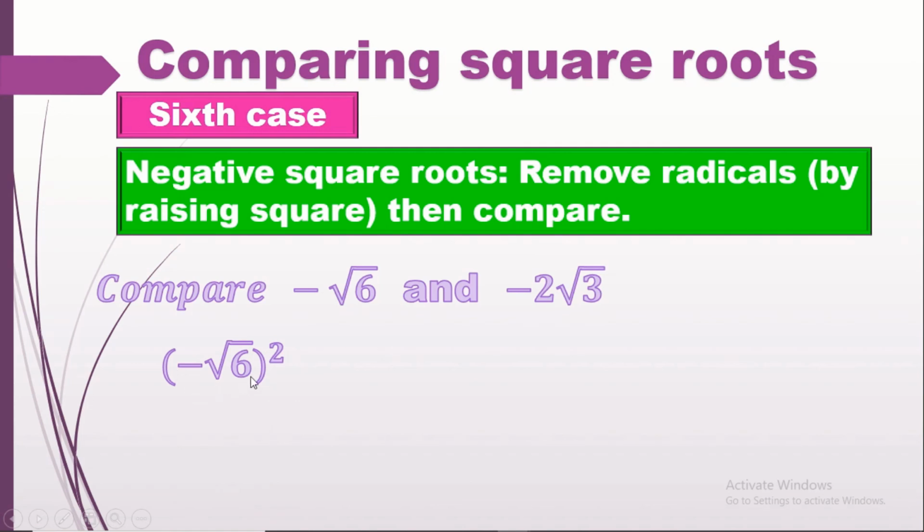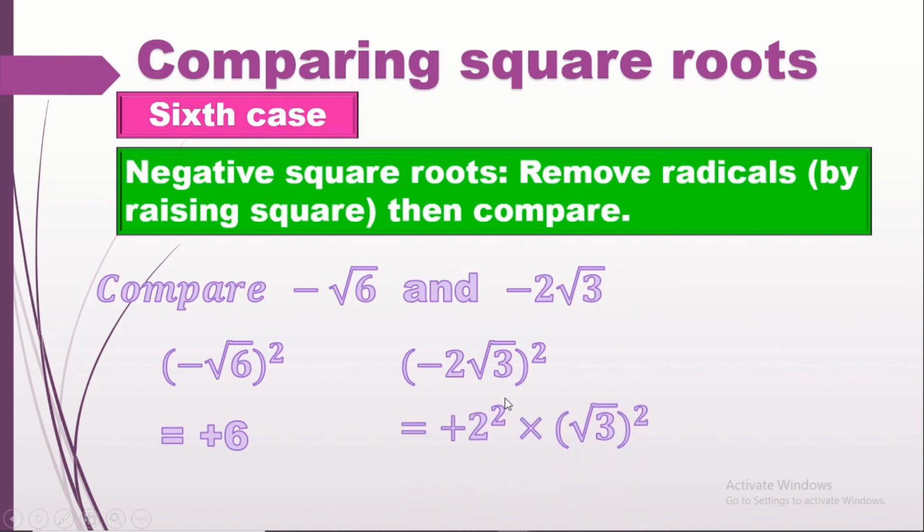Minus radical 6 all squared. You know, with minus, we have an even power which is 2, so minus becomes plus. Square cancels the radical, so it's plus 6. What about minus 2 radical 3? Let's raise it squared. Sure, with minus, we have an even power, it becomes plus. Now we distribute the power. 2 squared and radical 3 squared. Also here 2 squared is 4. Radical 3 squared cancels the radical, it becomes 3. So it's 4 times 3 equals 12. Plus we can write it at the beginning or not, it doesn't affect.